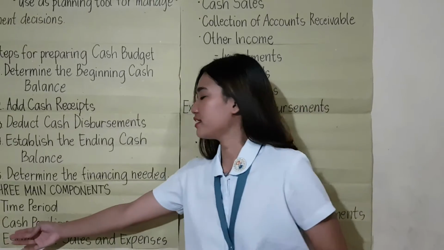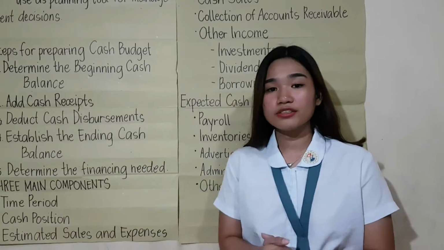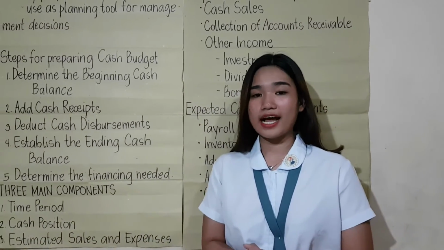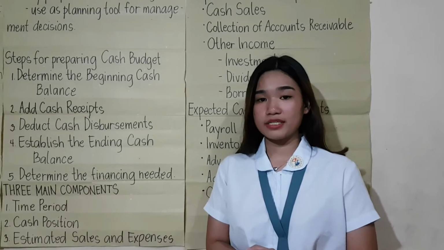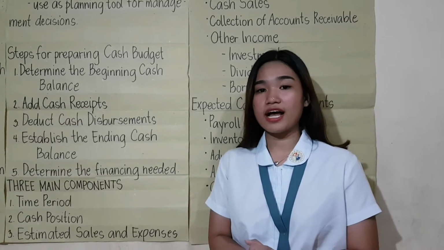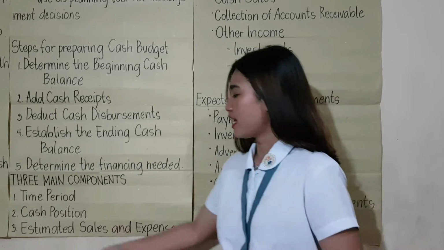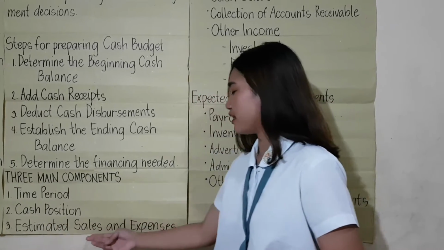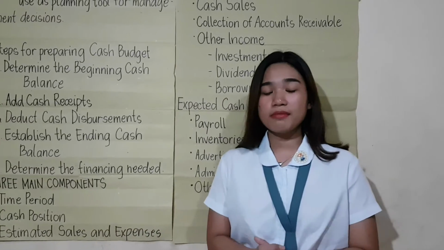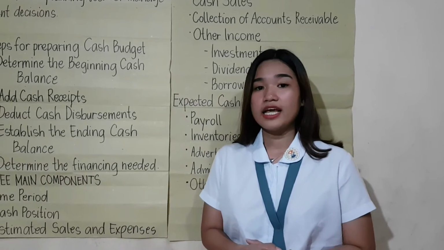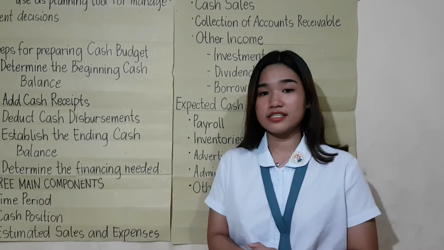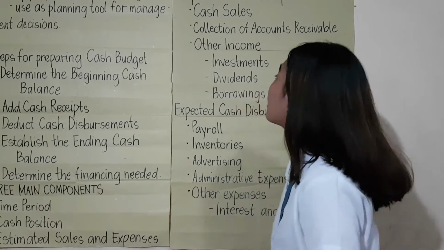The second one is the cash position. The amount of cash you wish to keep on hand depends on the nature of your business, the predictability of the accounts receivable, and the probability of opportunities. Then the last one is the estimated sales and expenses. The fundamental concept of a cash budget is estimating all the cash receipts and cash expenses.